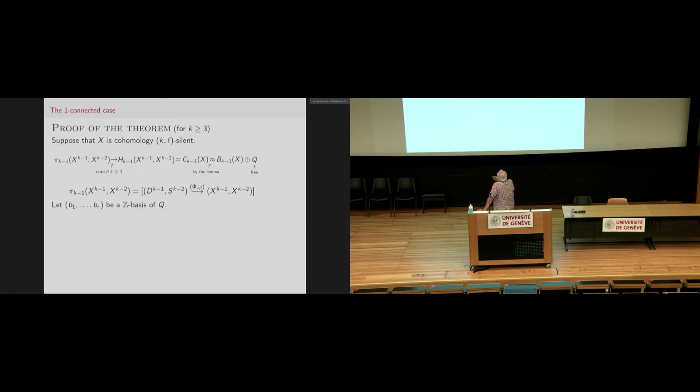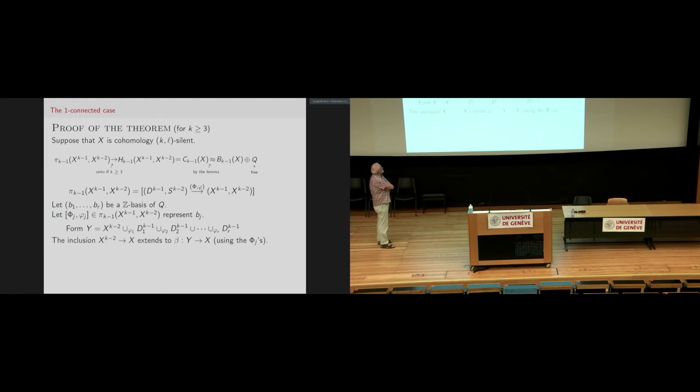So we can do that, as it is free and finitely generated because X is of finite type, so X has finite skeleton. So we can do that for a basis of Q. So I take the basis of Q. Each element can be represented by an element of the homotopy group, since the map is surjective. So I take these maps. And I attach a k minus 1 cell using the capital phi_i. And as I said, this inclusion extends to a continuous map using the capital phi.